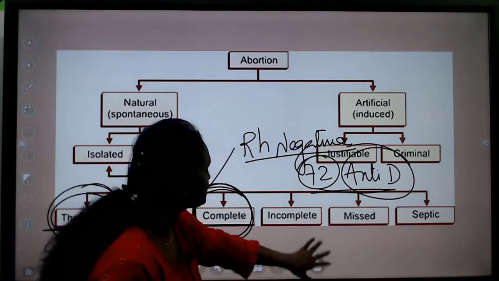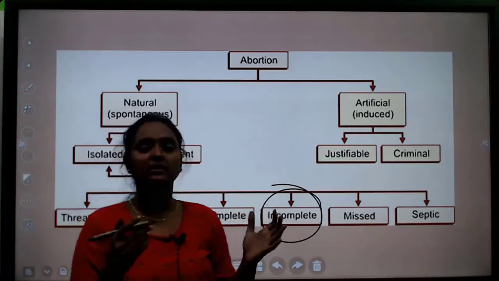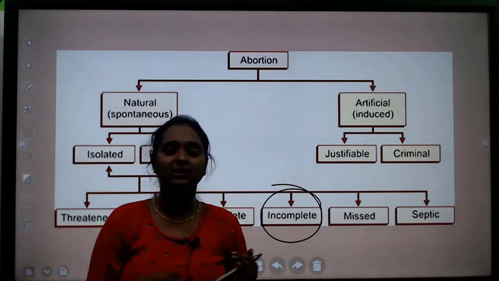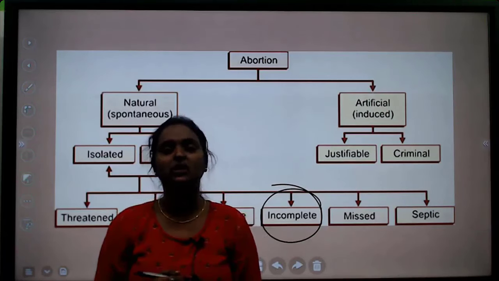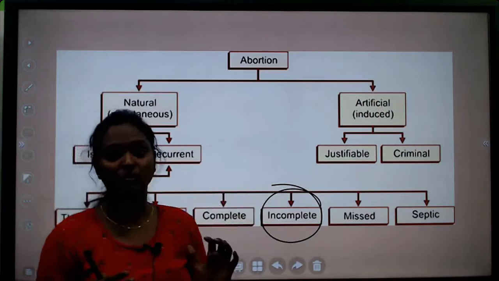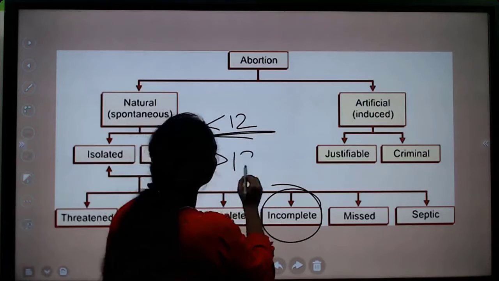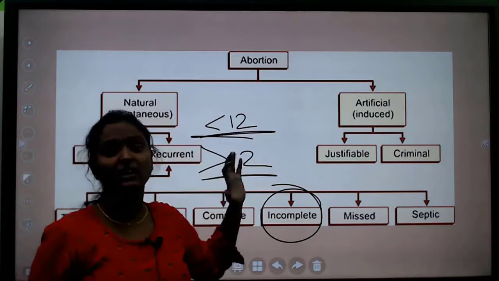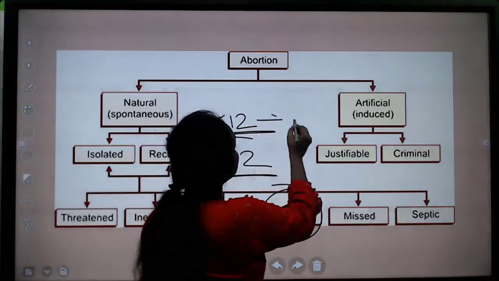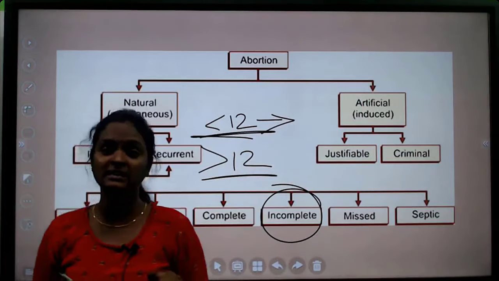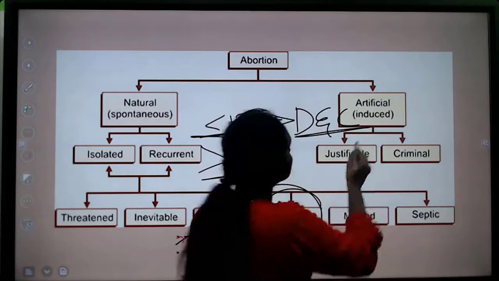Okay, and the next one is the incomplete abortion. What does incomplete abortion mean here? Through the vaginal bleeding, the conceptual materials come out, but some retained bits remain in the uterus, so they should be removed. How do we do that? We have to see whether the mother is less than 12 weeks of gestational age or more than 12 weeks. If the mother is less than 12 weeks, which procedure is preferable? D and C, dilation and curettage.